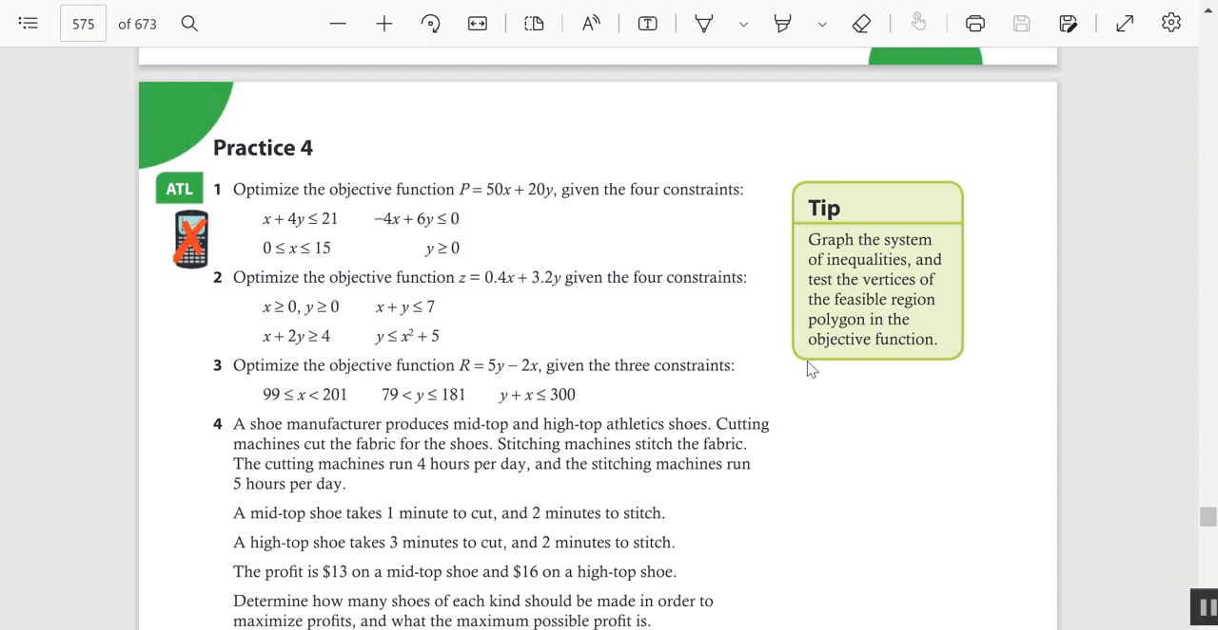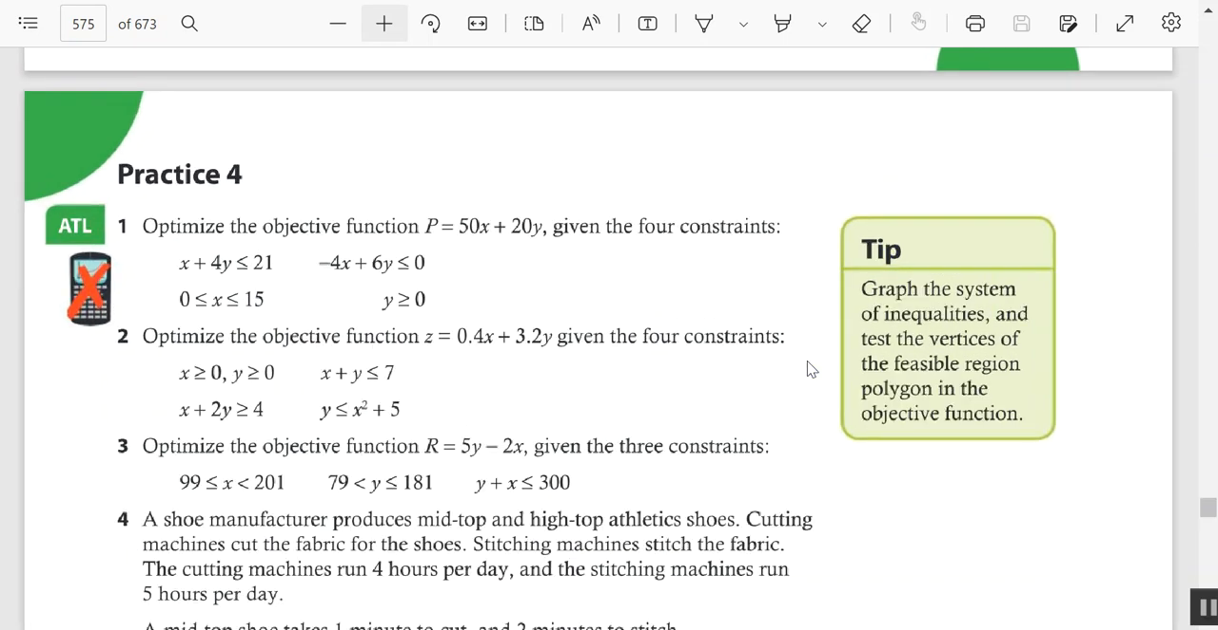But if you look at it, are you seeing practice 4 in front of you? Optimize the objective function, given the 4 constraints. So, any ideas what it means? Jackson has said something about making the best use of that. I would go with that. It's not quite what I want. So best, what do you think that could mean with P equals 50x plus 25?